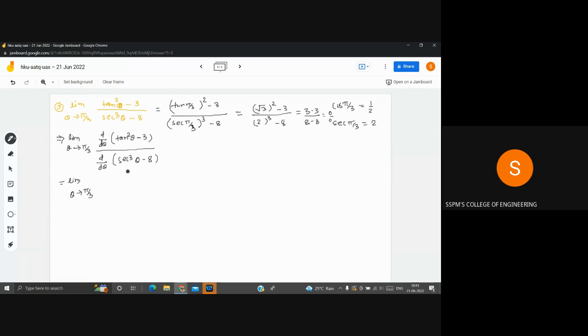So the derivative of tan square is 2 into, first take the derivative of the power. Every time you should keep in mind you have to take the derivative of the power first. What will the derivative of the power be? 2 into tan theta. It's the derivative of the power, which means 2 into tan theta raised to 2 minus 1, meaning tan theta will remain.